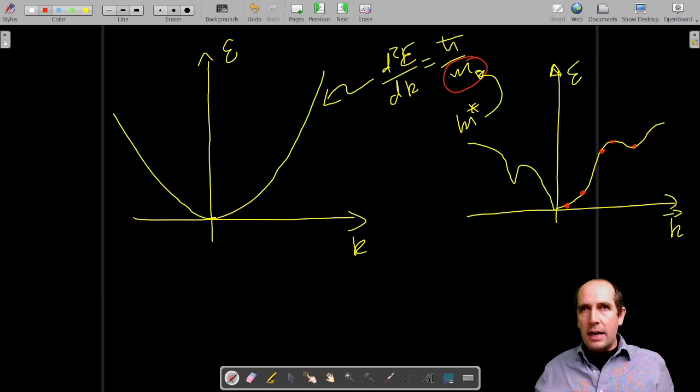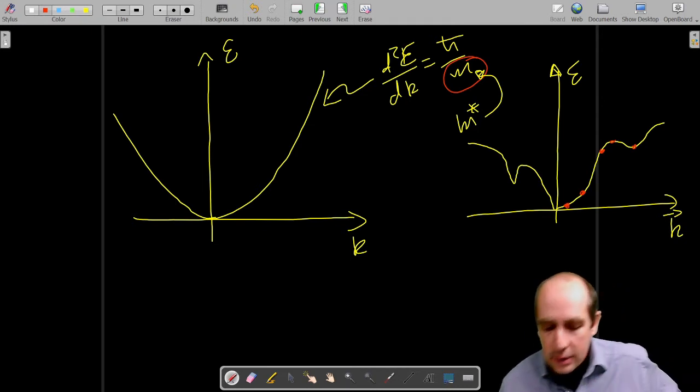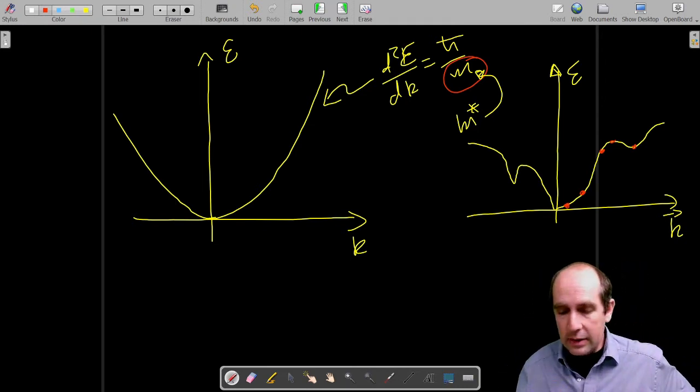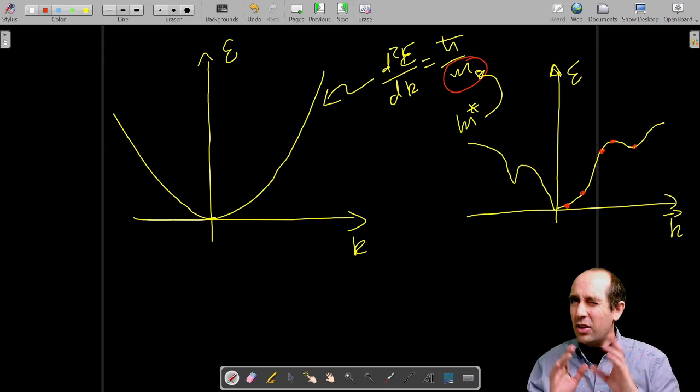So this means that the effective mass of each one of the electrons, depending on the particular quantum state occupied by the electron in a real crystal, will have a different effective mass value. So each one of the electrons will have its own value for the mass. That starts complicating things.